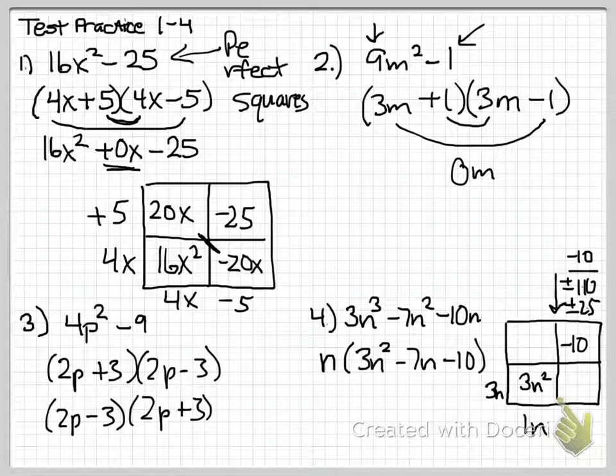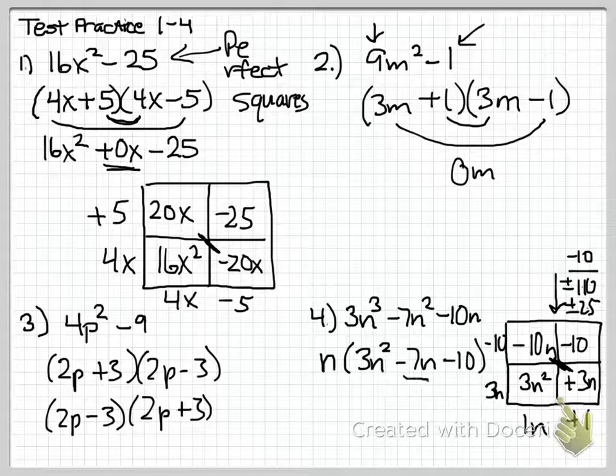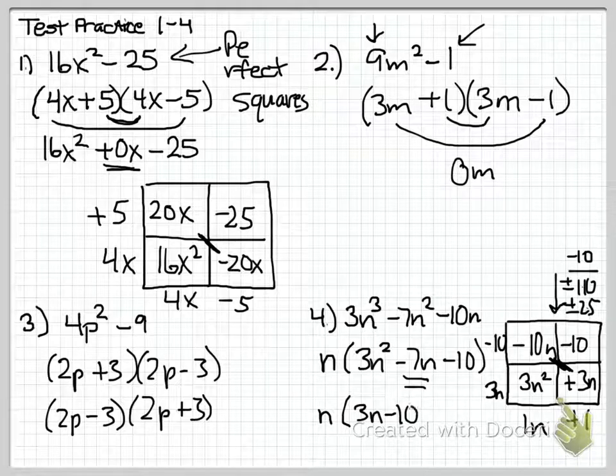3n minus 10, so yes, minus 10 and, oh, it does work, plus 1, so plus 3n. When you combine these two n's, we get negative 7n. So our final factors of these will be n times 3n minus 10 times n plus 1. Alright, thank you.